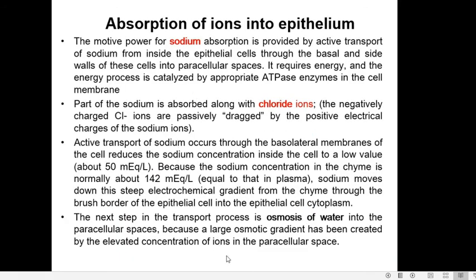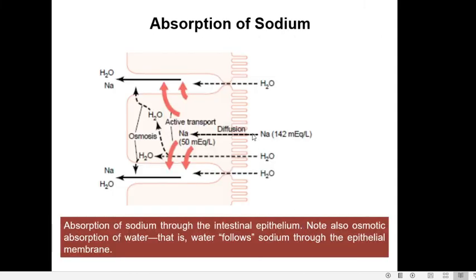So when sodium is brought in, an osmotic gradient is created. The lumen starts becoming hyposmotic when more and more sodium comes in, and because of this, water also starts coming in. So whenever there is diffusion of sodium to the interior, water also accompanies it.